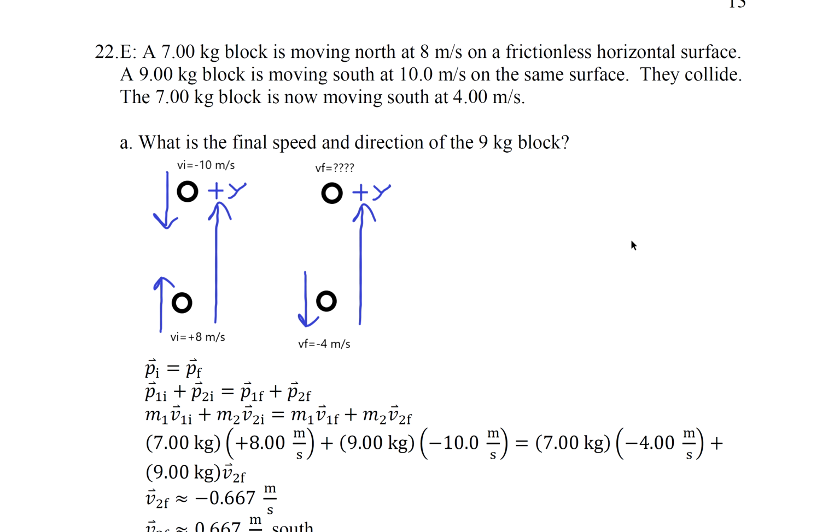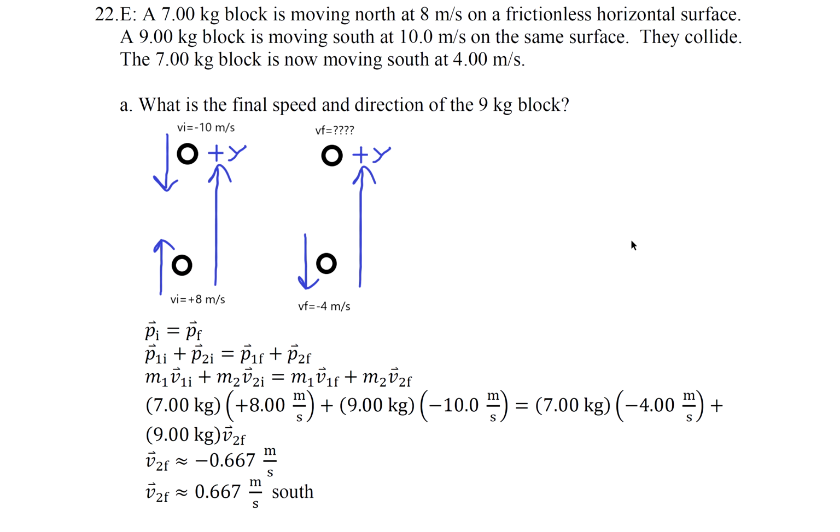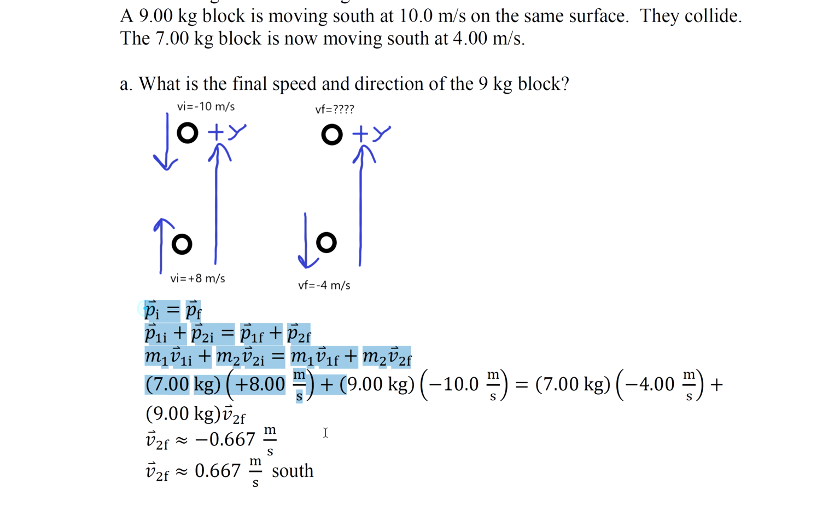So part A, what is the final speed and direction of the 9 kilogram block? We're going to use the law of conservation of momentum. Initially, we have two objects. So on the left-hand side, we have P1 initial plus P2 initial. Finally, we have two objects. We have P1 final plus P2 final.